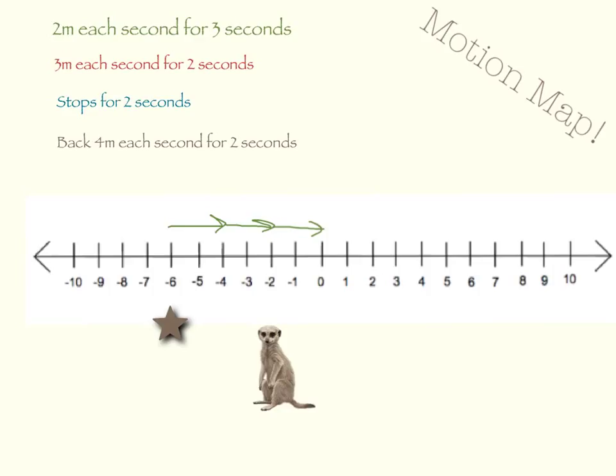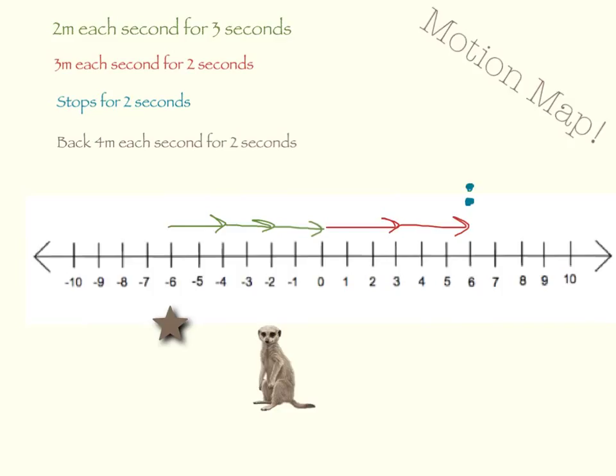Then he picked up the pace and traveled 3 meters each second for 2 seconds. So on a motion map, it would look like this. 1 second, 2 seconds. And each of these seconds is 3 meters long. Then Mr. Meerkat got a little lazy and stopped for 2 seconds. So on a motion map, we'll use dots to represent the rest.